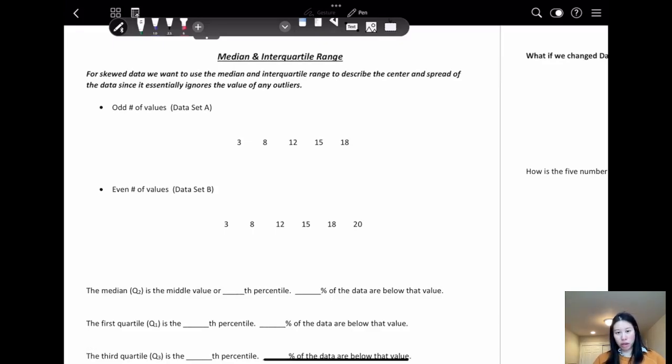Remember when we talk about the center and the spread, when it comes to skewed data, we want to use median and interquartile range. But if it's symmetric data, we want to use what? We want to use mean and the standard deviation. Okay. So what is median?